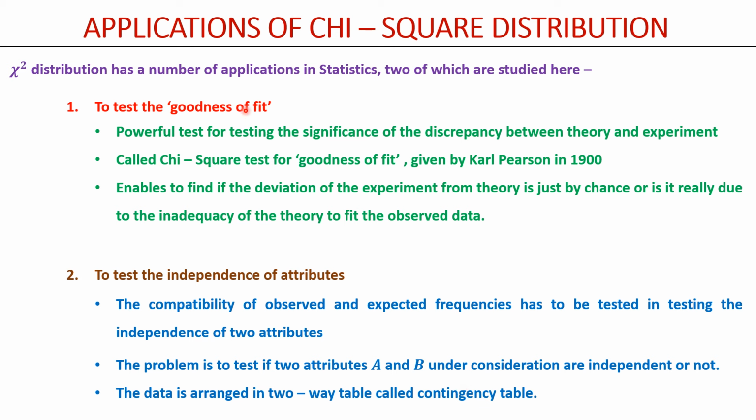So to start with, let us first look at the first application, which is the chi-square test for goodness of fit, and that is only going to check whether there is a significant difference between the experimental values and the theoretical values. Let's elaborate this further in the coming slides.